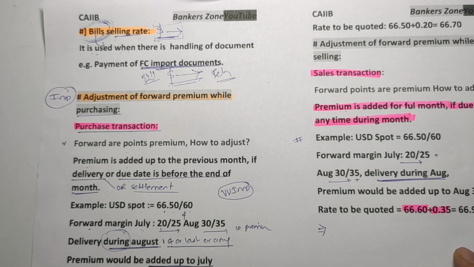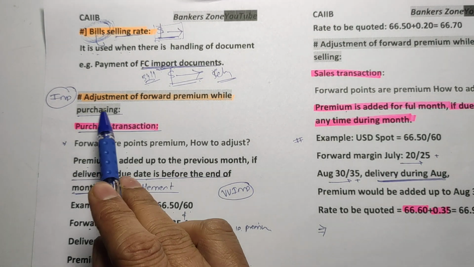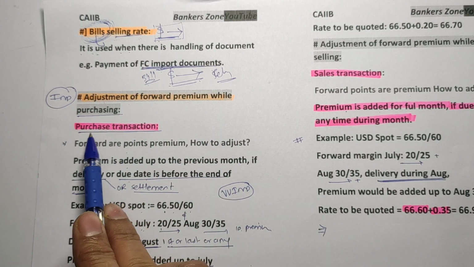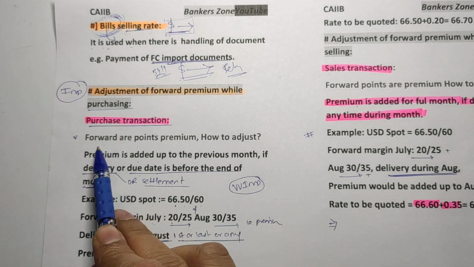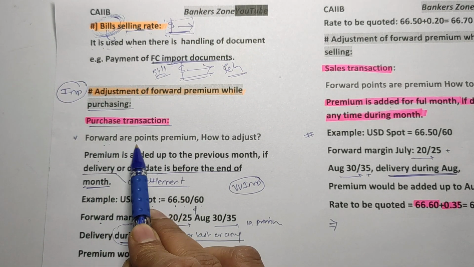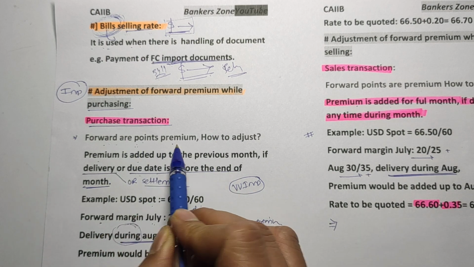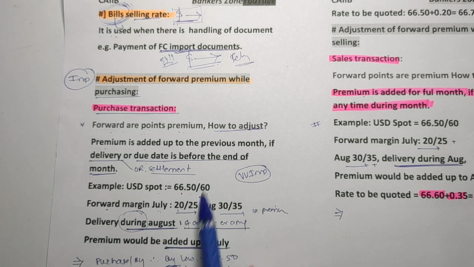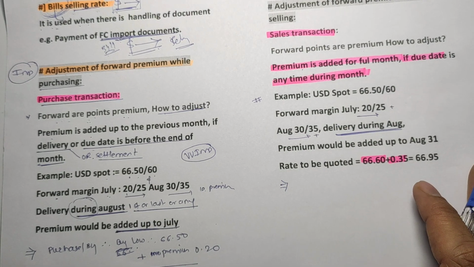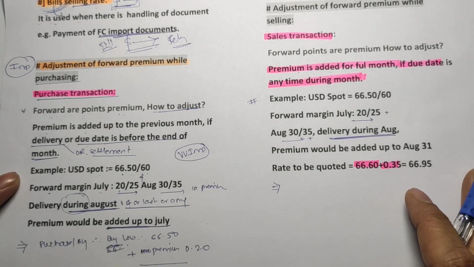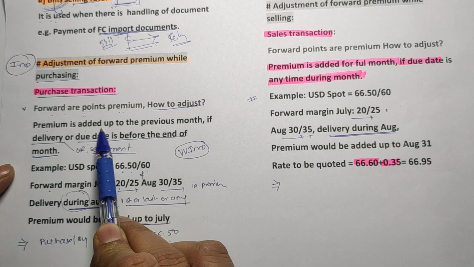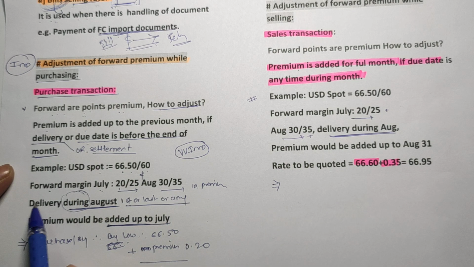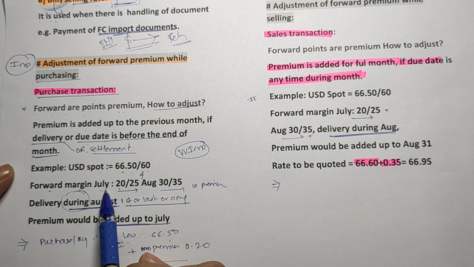Okay, next and the last and most important part, we are going to see how to adjust the forward premium while purchasing. See example of purchase transaction. See, forward points are at the premium. So how to adjust? So friends, this is the most important part that many people get confused here. So just see here, I think it is more visible to all of you. Okay, now see, premium is added up to the previous month. When premium they have given, see here in the numerical they have given premium of the margin for the July as well as the August also.